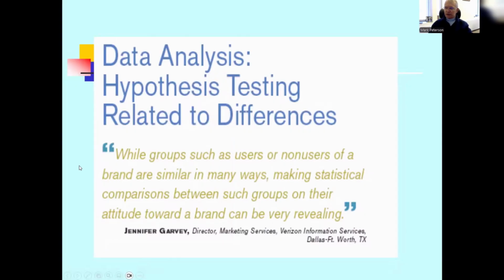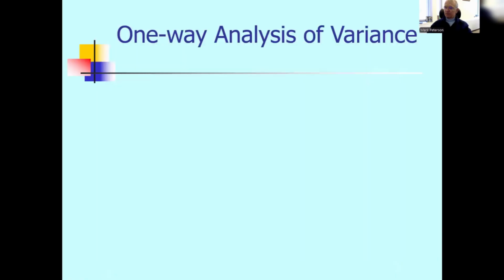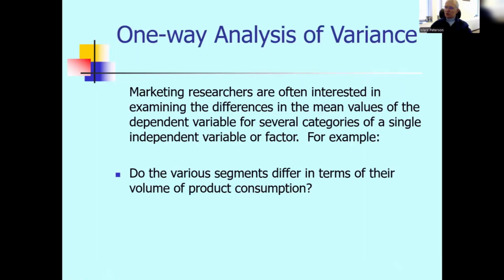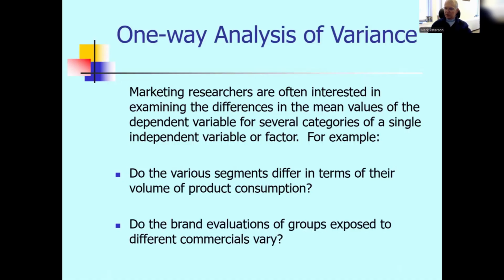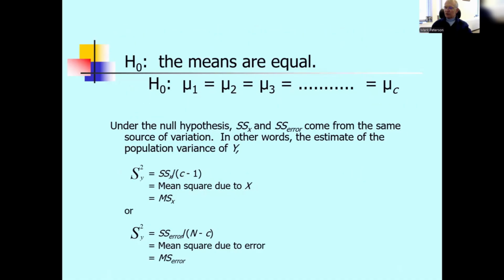Marketers find themselves in a regular situation where they need to compare multiple groups. It might be user groups, light user groups, medium user groups, heavy user groups for their brand, and see how they compare on variables such as satisfaction or likelihood to purchase. So the statistical test we'll use is analysis of variance, and we'll explain this in a minute, but it becomes very useful for marketers.